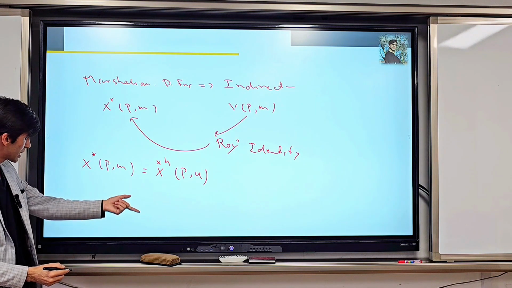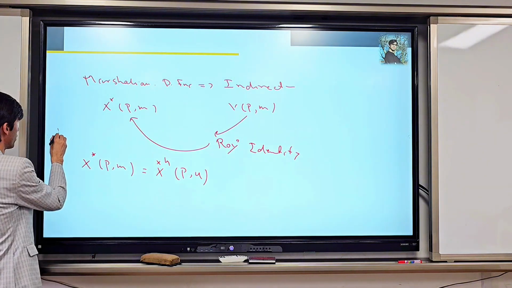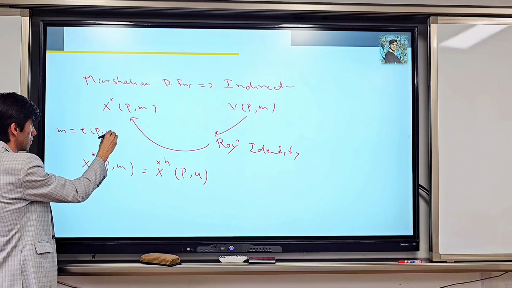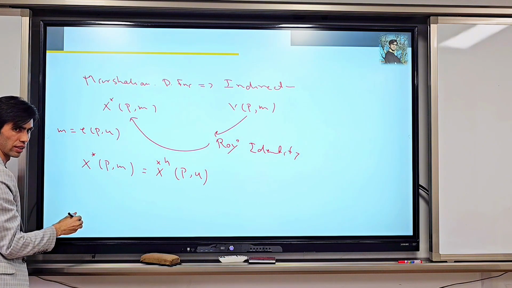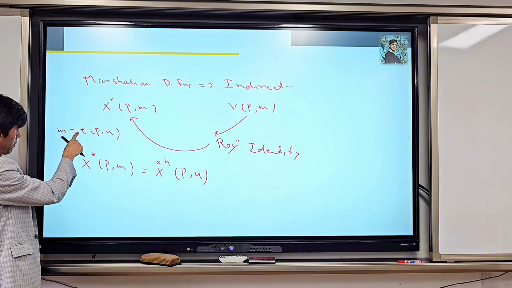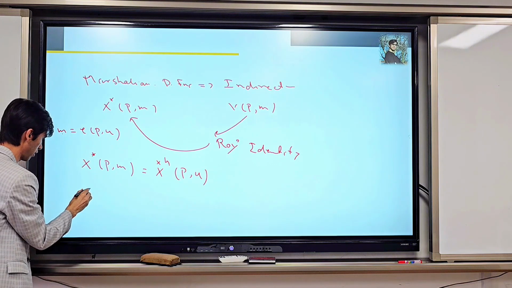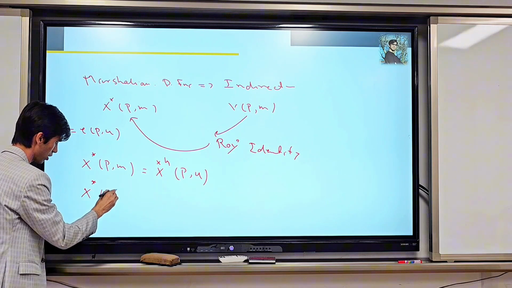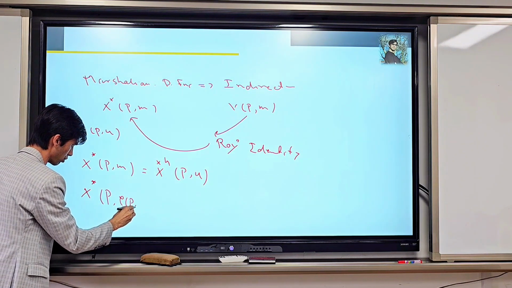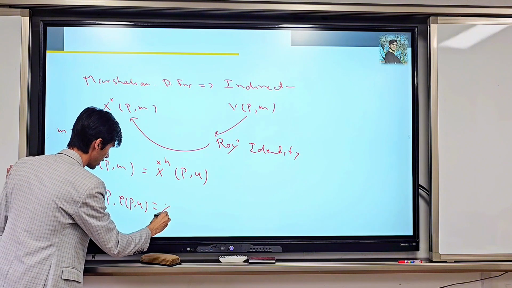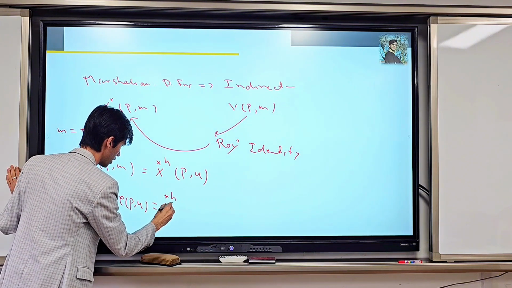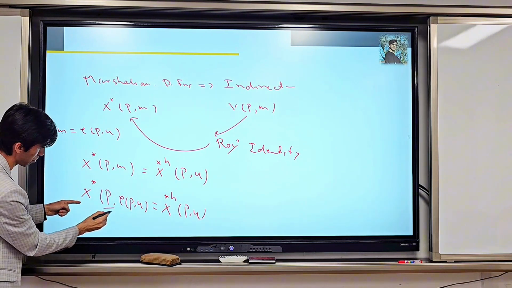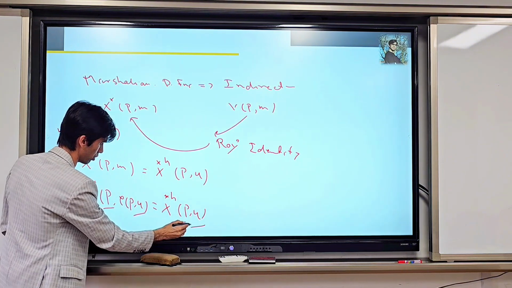So why is this? Because this M is a function of P and U. We know that instead of M, we can write down E as a function of P and U. So now this will change to x star (P), and instead of M, you can write down E(P,U). Then here, xh star is a function of P and U. As you see now, this is also a function of P and U. This is also a function of P and U.